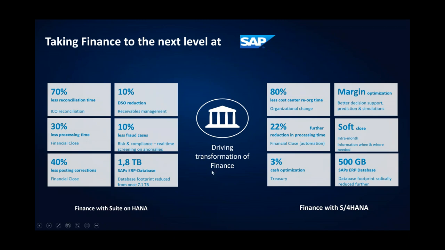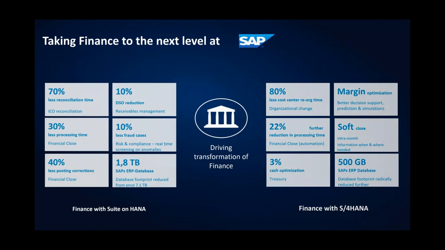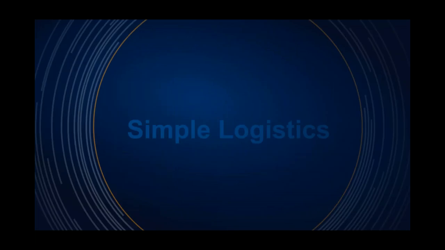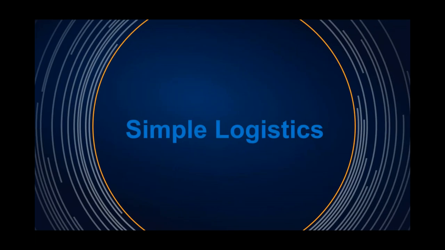That basically means almost 75% of the database is gone. So you have almost 2 terabytes, and now here we have 5 terabytes. That gives you 3 times, 4 times more performance in all aspects. It's simple arithmetic. Now we come to simple logistics.